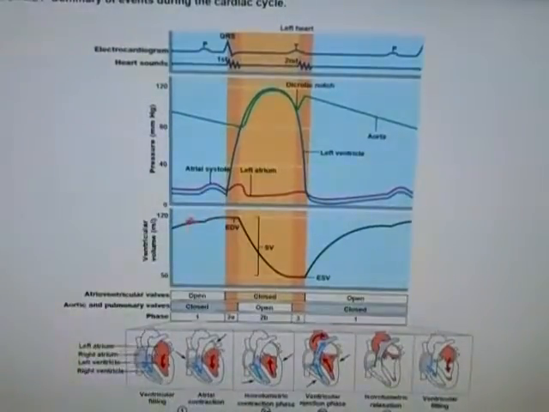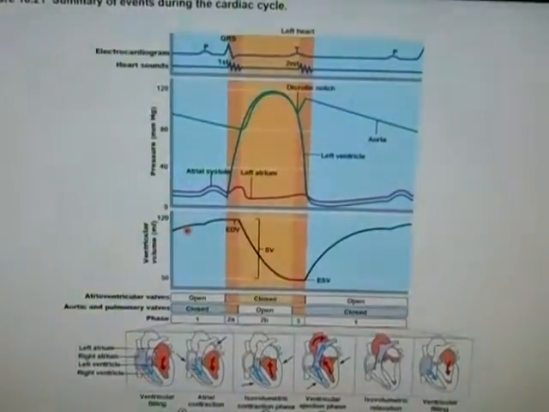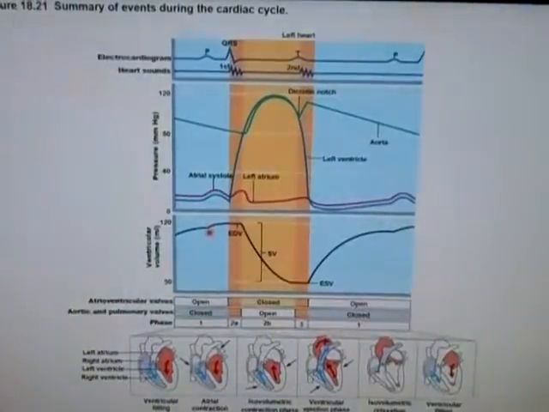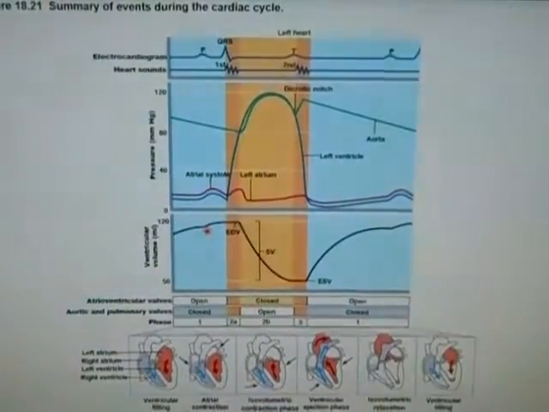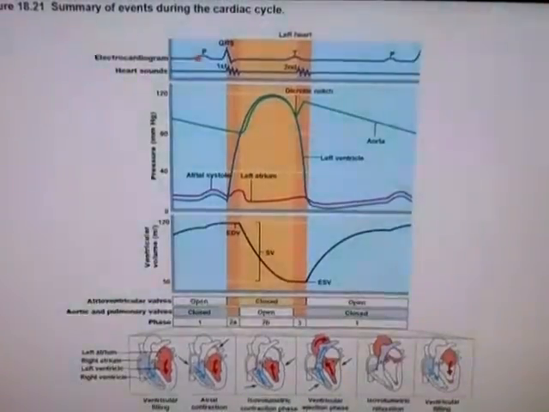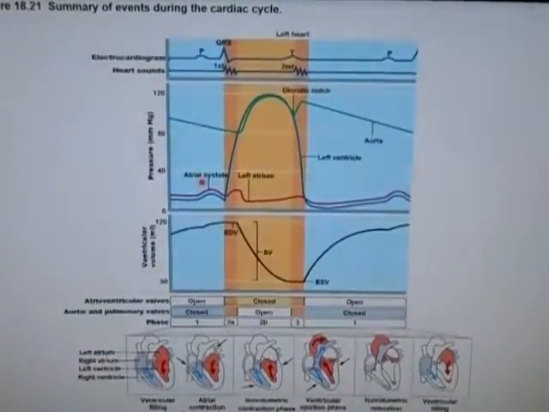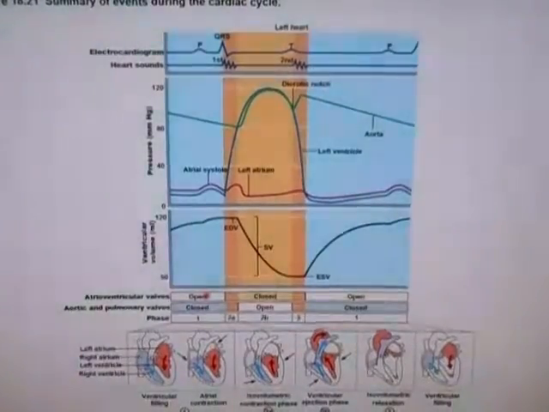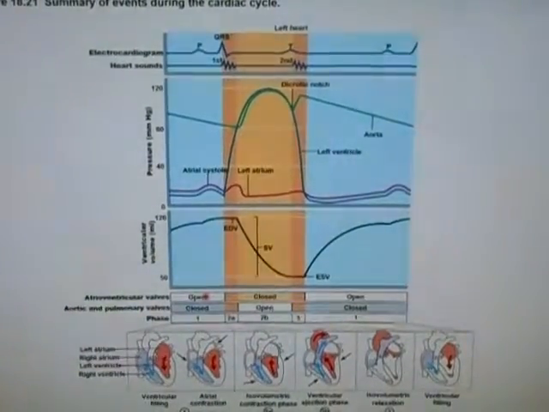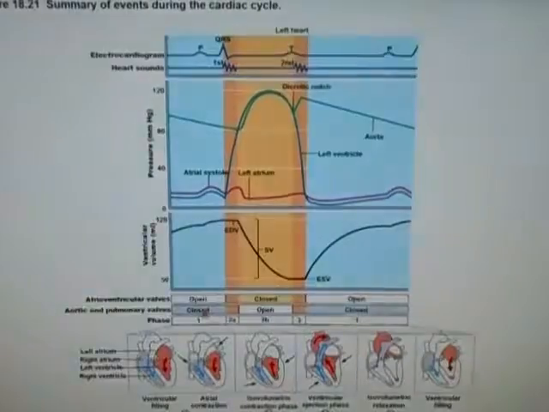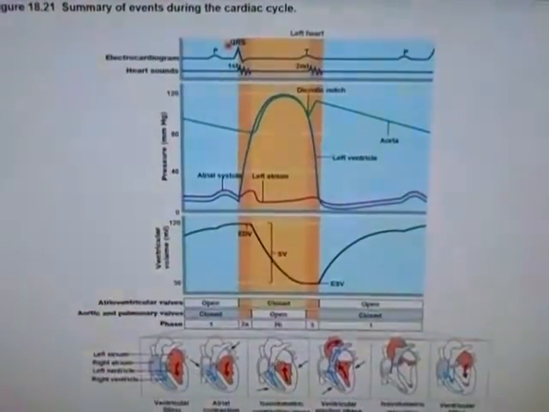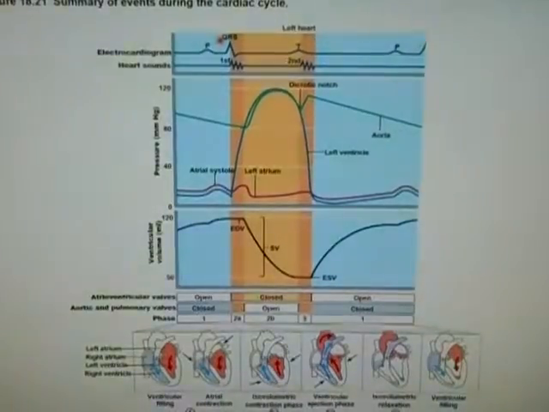Now, the reason why the line for ventricular volume had been filling prior to that is because most of ventricular filling occurs passively. Only about 20% of the blood that moves from the atrium into the ventricle occurs because of atrial systole. During that time, our atrioventricular valves are open and the semilunar valves are closed. This is the first phase of the cardiac cycle called ventricular filling.